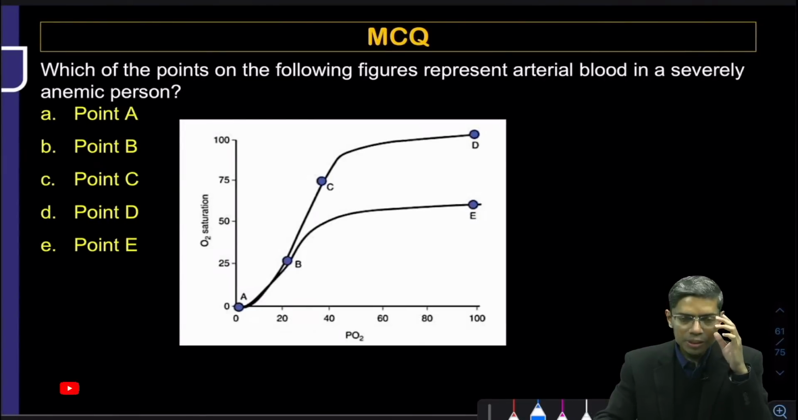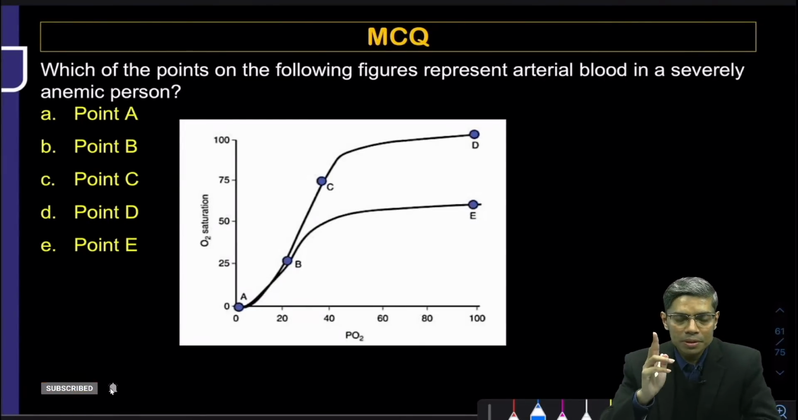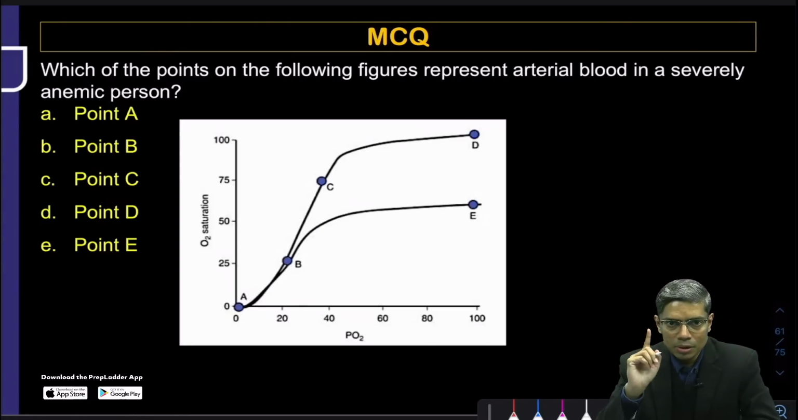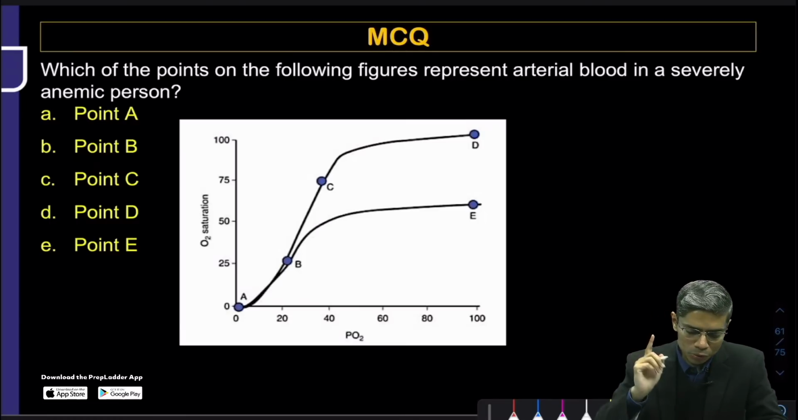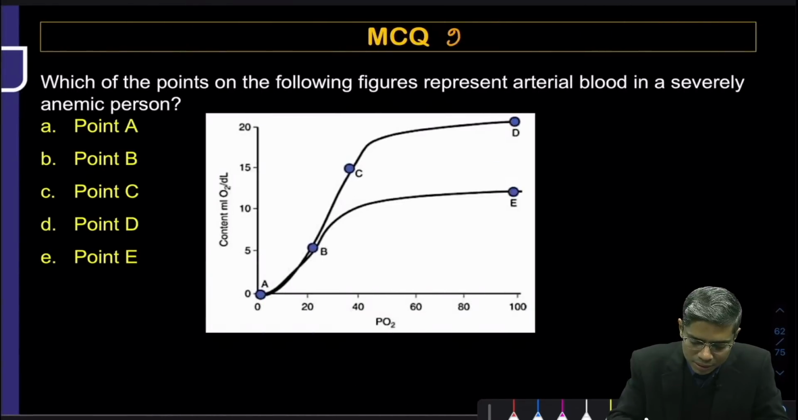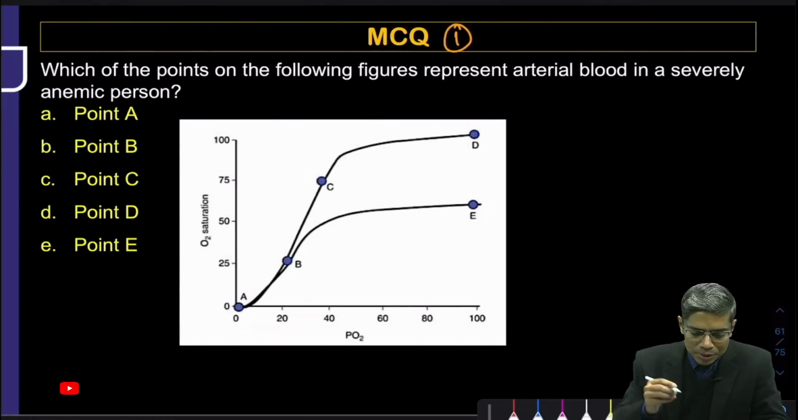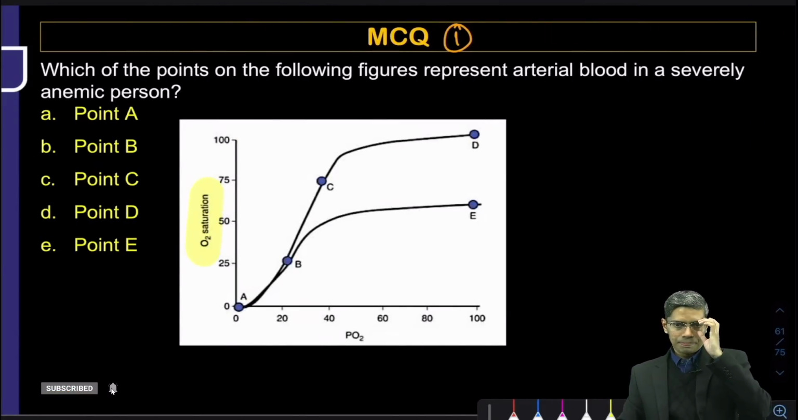Let's see whether there are more questions. Obviously there will be some. So now you look at this question. I will show 2 questions. The same type of curve will be there. But don't think that this is the oxygen hemoglobin dissociation curve, it may differ also. So suppose this is MCQ number 1 and another MCQ here, this is MCQ number 2. In MCQ number 1, the y axis is oxygen saturation.